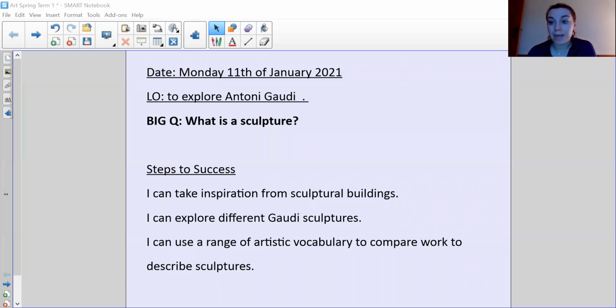Here we go. So this term we are looking at sculptures, and we're going to be learning about a man called Antoni Gaudi, and he was a really important sculptor, and we're going to be finding out more about him and his work for the rest of this term.